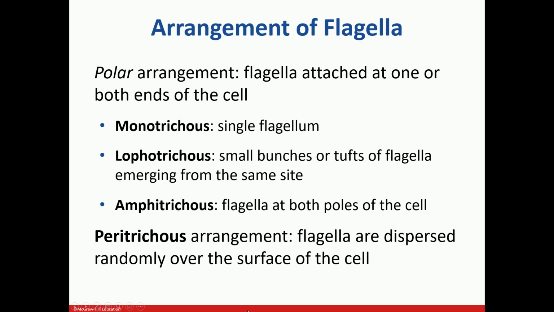Now, on the basis of flagellum, this flagellum can be arranged in different ways. Okay, so it can be a polar arrangement. Polar means when the flagellum is attached at one or both ends of the cell. Now, the flagellum can be monotrichous. If the bacterial cells have only one flagellum, then we call it monotrichous. They can have amphitrichous, which means flagellum is at both poles of the cells. That's amphitrichous. Peritrichous, when the flagellum is randomly dispersed throughout the surface of the cell. That's peritrichous. What is lophotrichous? Small bunches or tufts of flagella emerging from the same side.